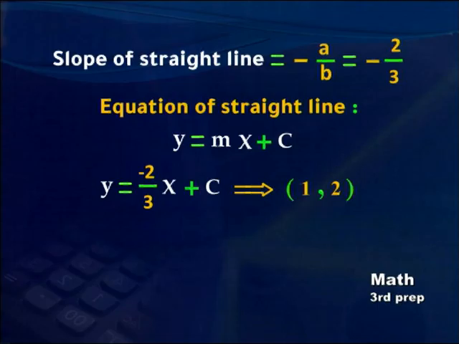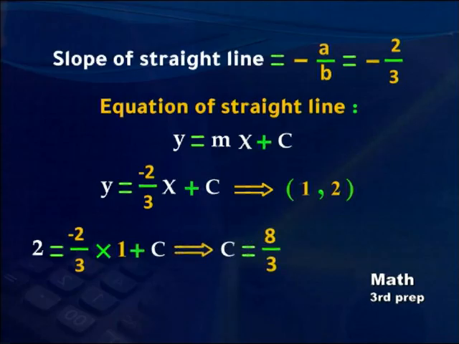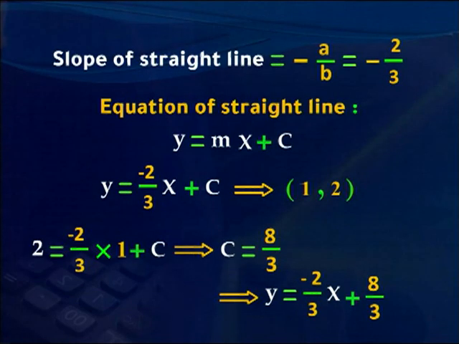As the straight line passes through the point (1, 2), we are going to substitute by 1 and 2. Then instead of y, we are going to write 2 equals negative 2 over 3 multiplied by x, which is 1, plus c. Then the value of c will be 8 over 3. So we can say that the equation of the straight line is y equals negative 2 over 3 x plus 8 over 3. Let us have another example.